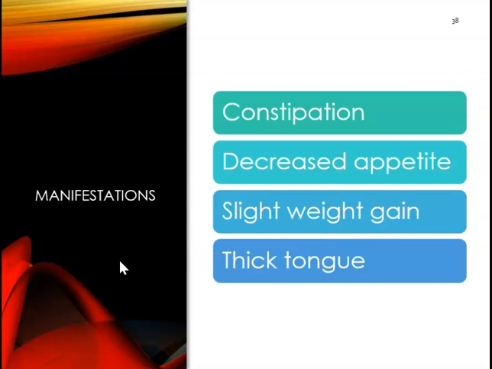Additional manifestations are going to be constipation related to decreased peristalsis, decreased appetite, weight gain, that's from decreased metabolism, and a thick tongue.